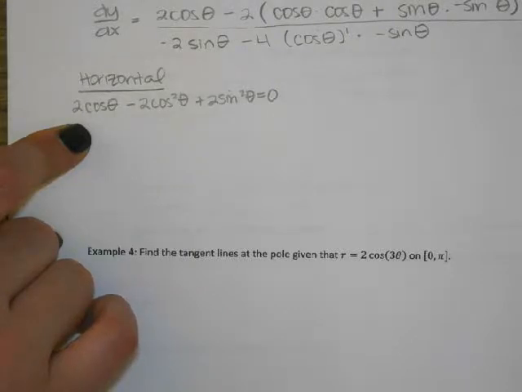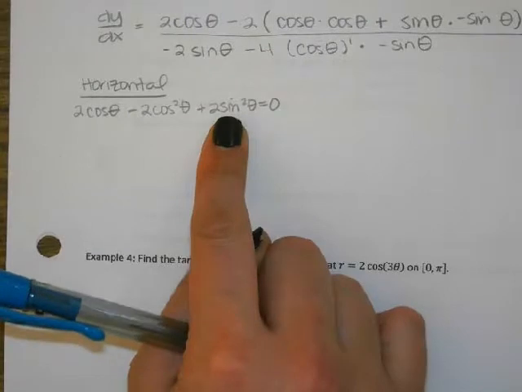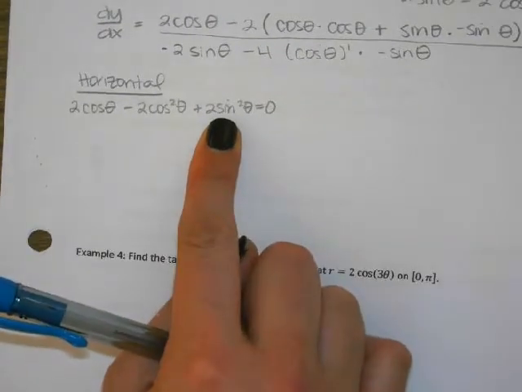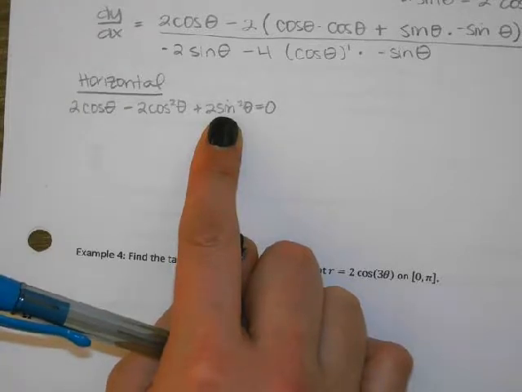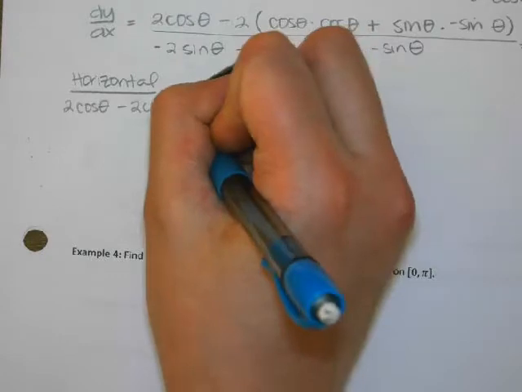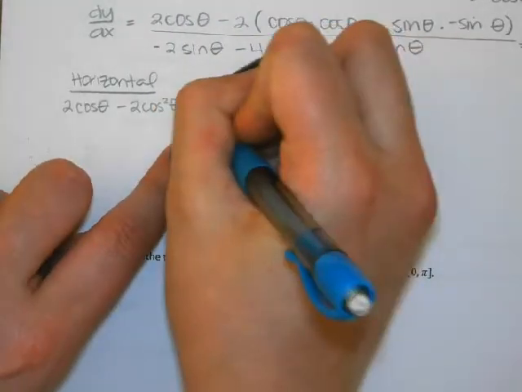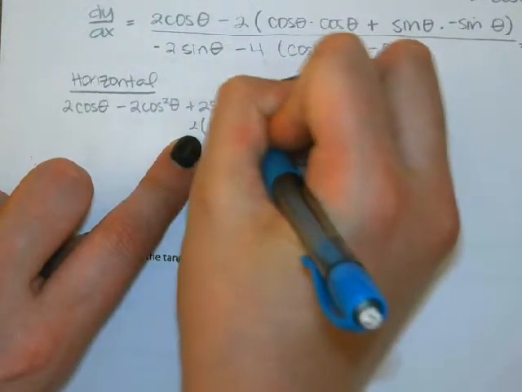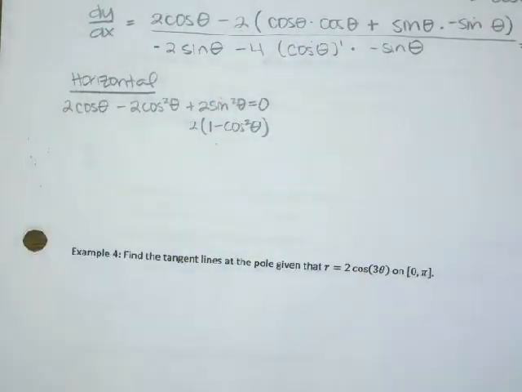Okay. So that means this sine squared we don't want anymore. You guys remember your trig identities? So I'm going to take the sine squared and replace it with 1 minus cos squared. That's one of the trig identities.